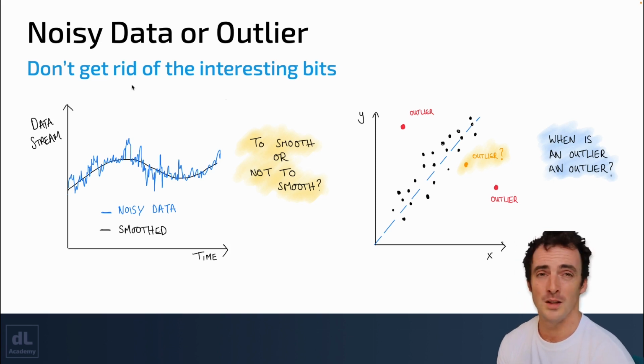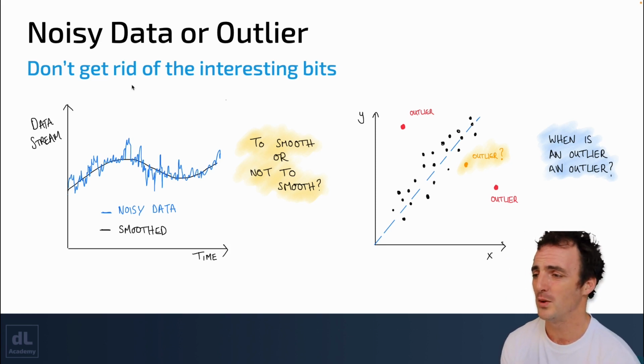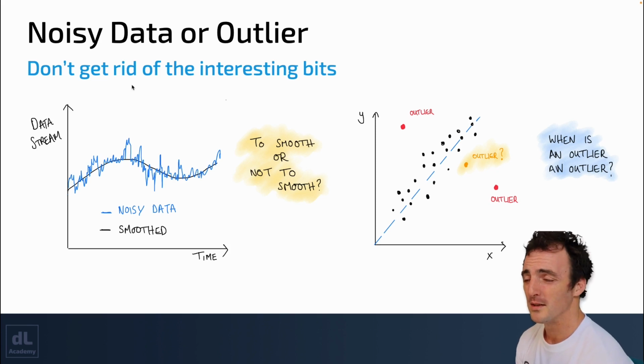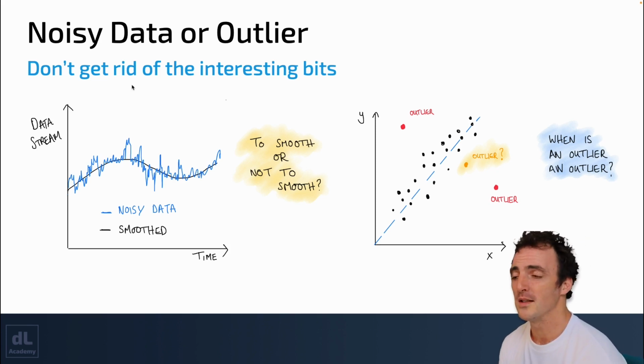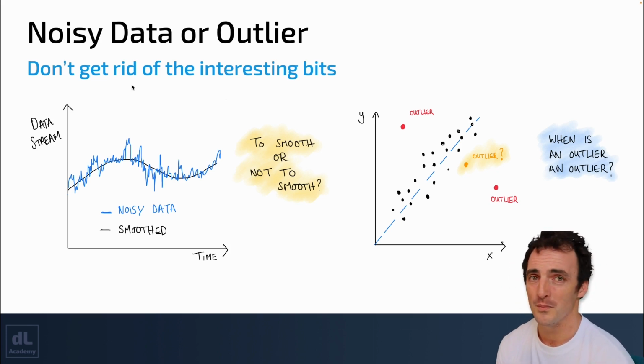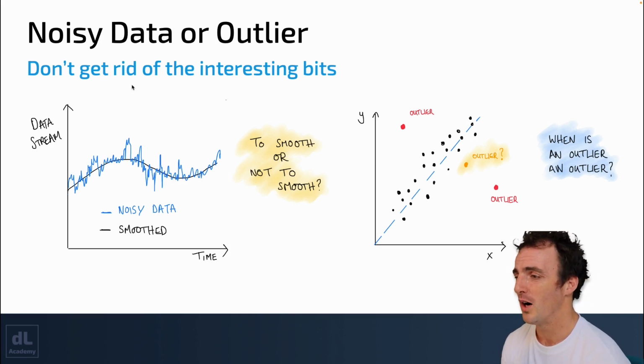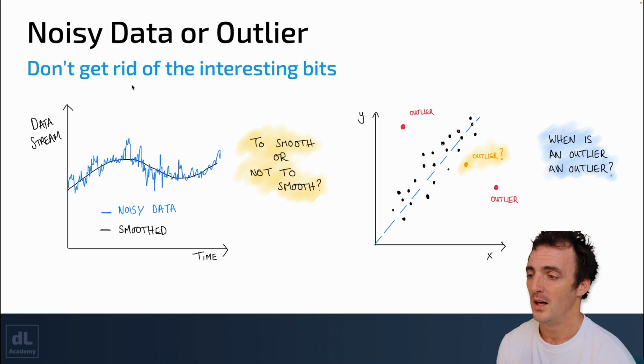That might affect results. Some algorithms are robust to that kind of noise, some algorithms are pretty sensitive. So you could smooth the data, which in itself is also kind of a machine learning challenge: how do you fit the trends to the data rather than the noise term? But maybe for certain algorithms this is really important. On the right, when is an outlier an outlier?